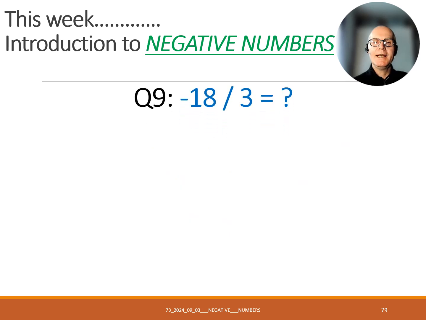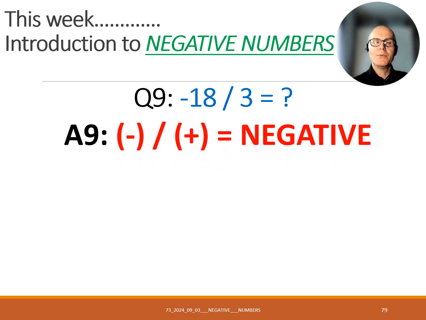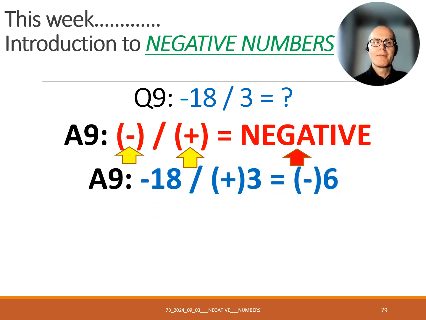Question 9. Negative 18 divided by 3 equals what? So in this question, we have negative divided by a positive, and that will equal a negative answer. Negative divided by positive equals negative answer. Negative 18 divided by positive 3 equals negative 6. Negative 18 divided by 3 equals negative 6.